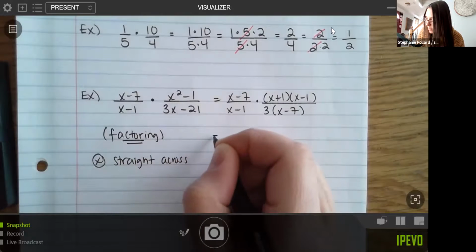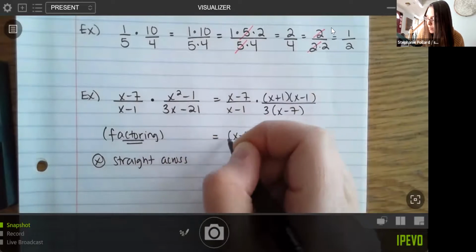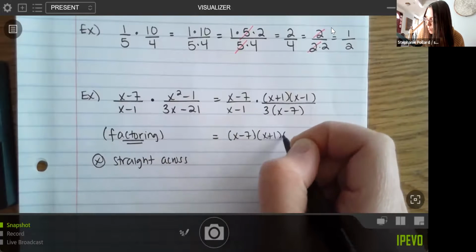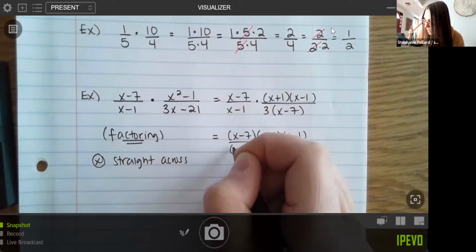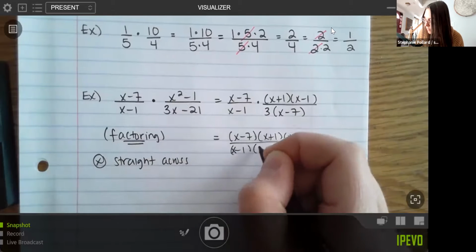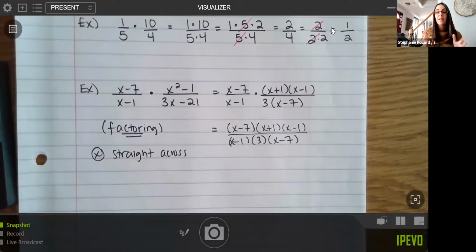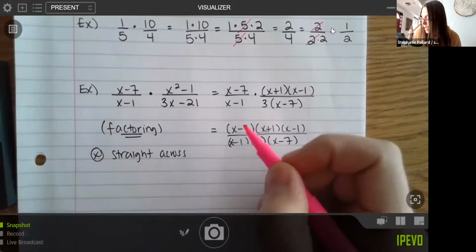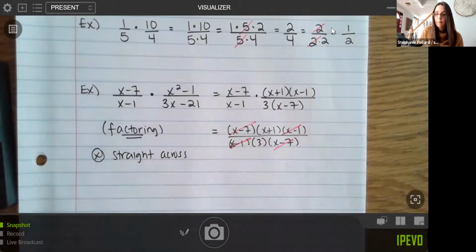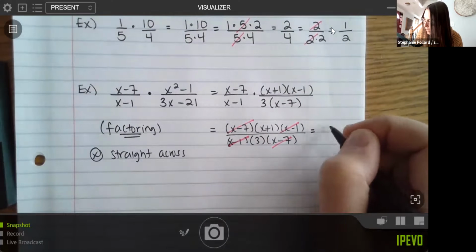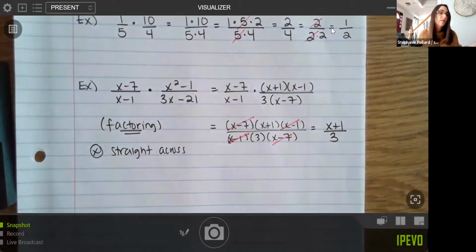So all I like to do is I like to rewrite this. So I have an x minus 7 from the first group. I am going to put that in parentheses because it does need to stay together. It's one factor. Here I have an x minus 1 from the first group, and then a 3 and an x minus 7. And I like to just rewrite it for myself, and now I start canceling what's in common. So I have an x minus 7. I have an x minus 1. So x plus 1 over 3 is going to be my final result here.